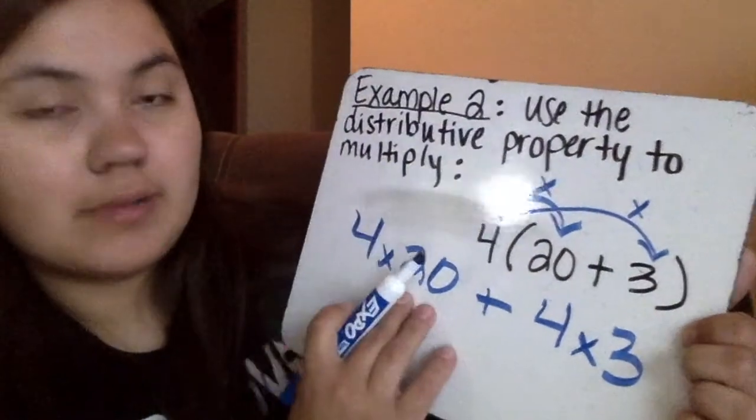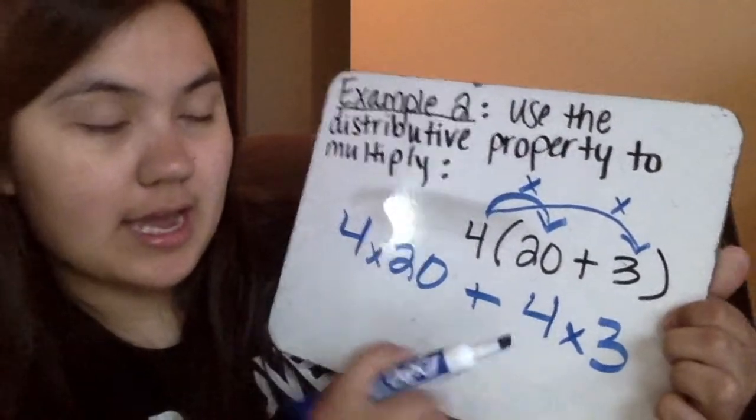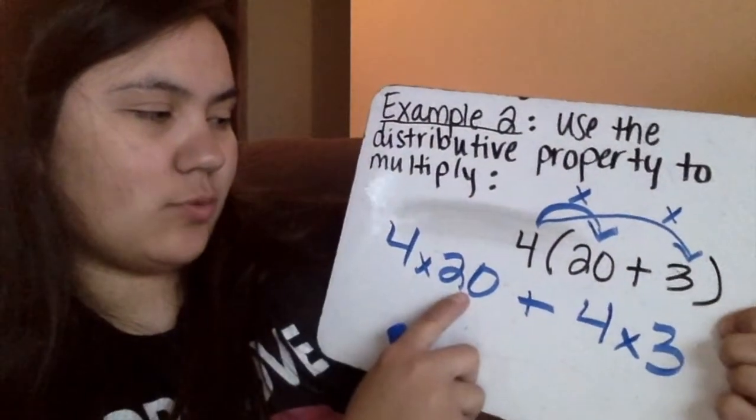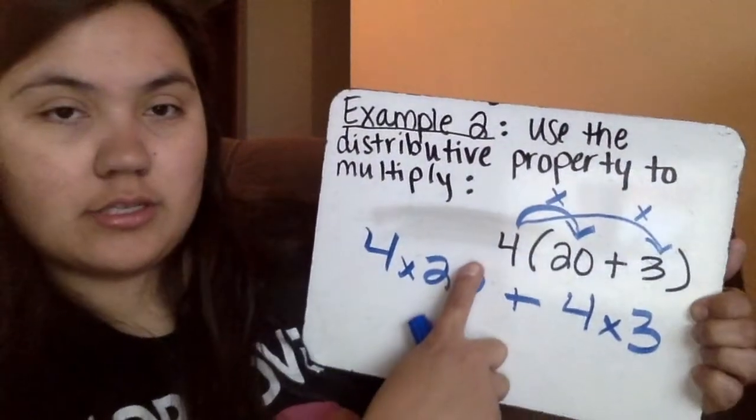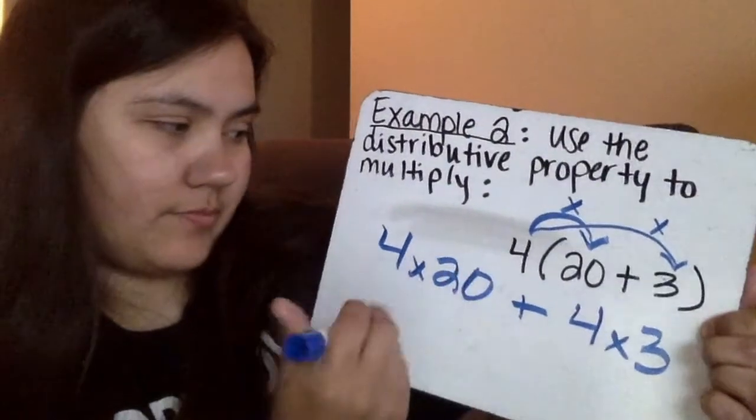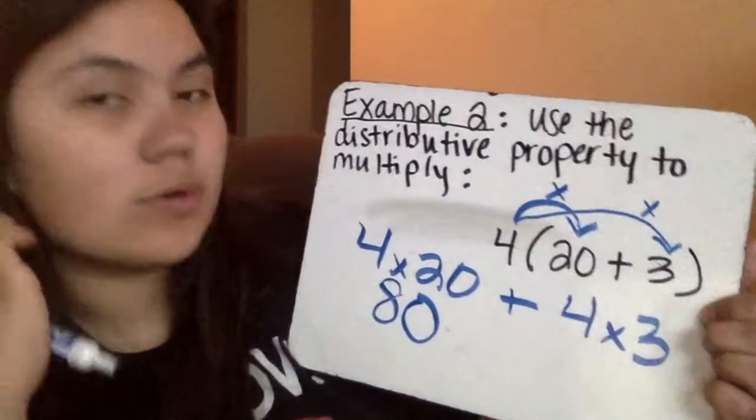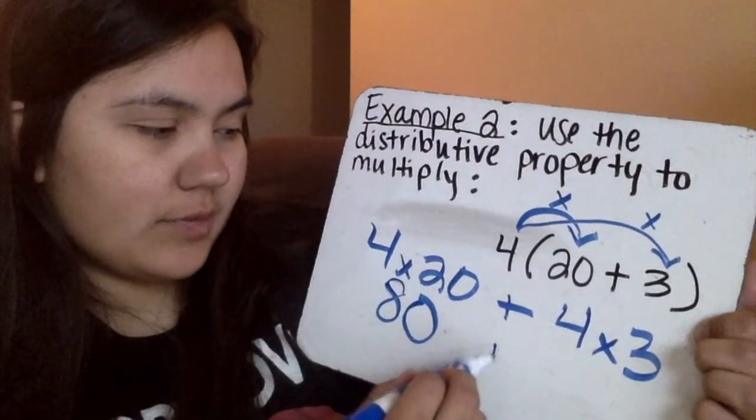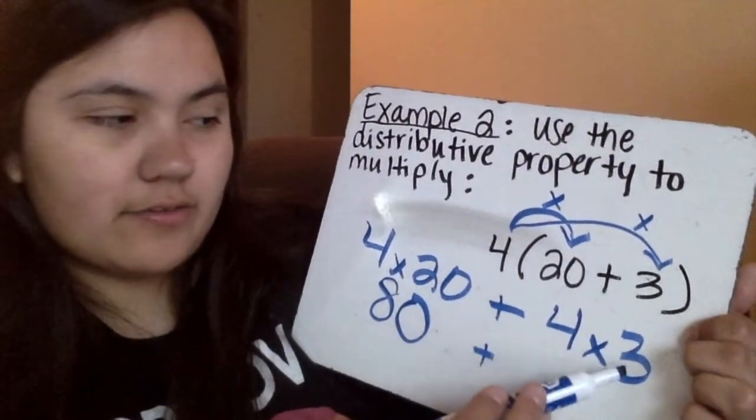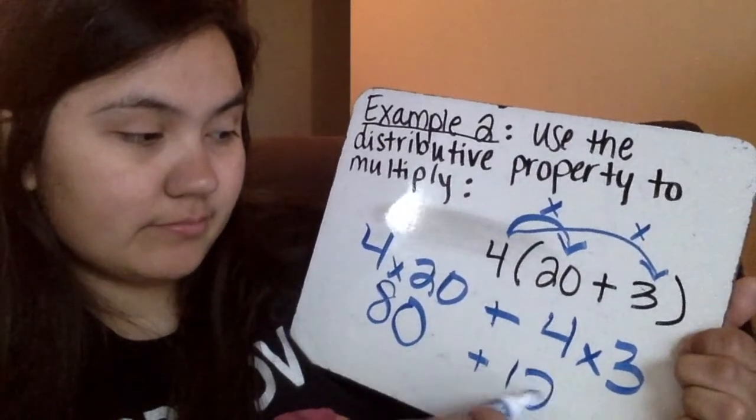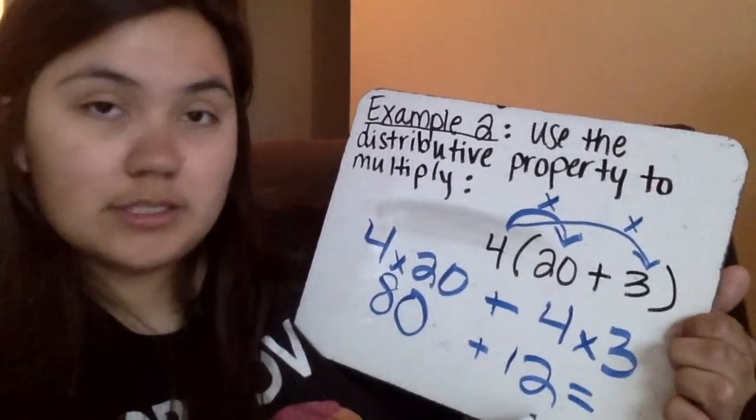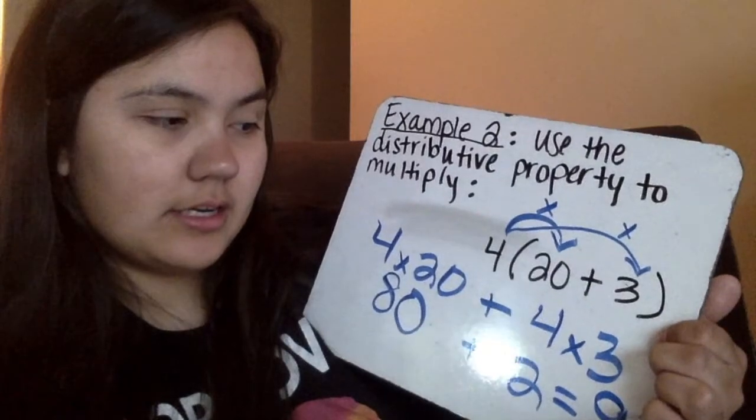Now, we multiply first before we can add. 4 times 20, cover up that 0, so that we're just taking 4 times 2. That gives us 8, add that 0 on. So 4 times 20 is 80. We add whatever 4 times 3 is, which is 12. 80 plus 12 is 92.